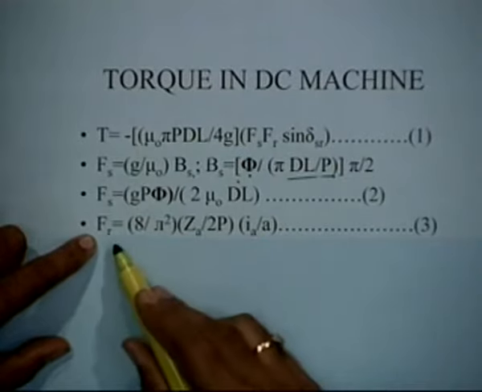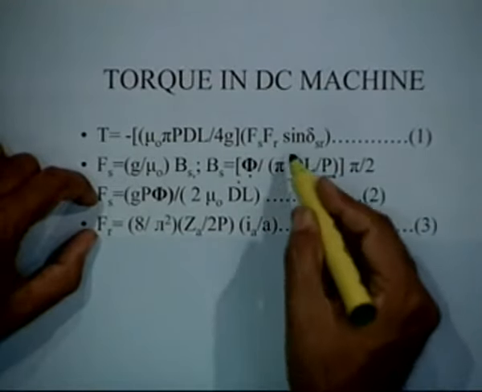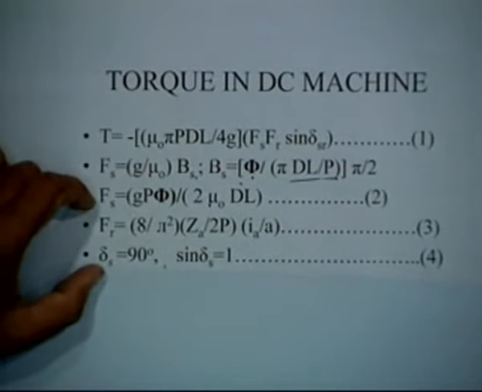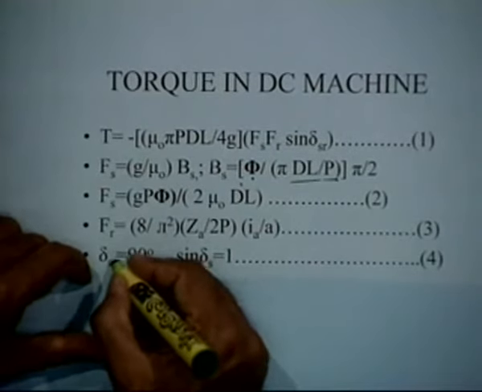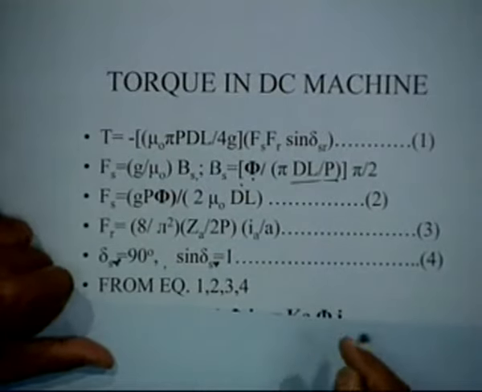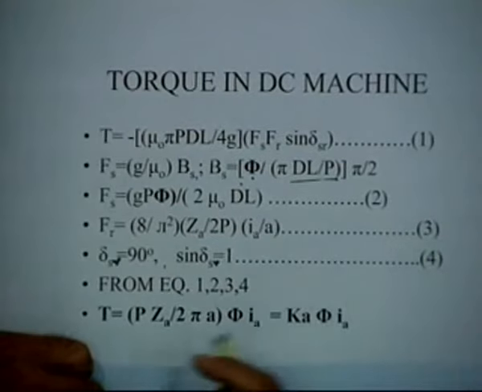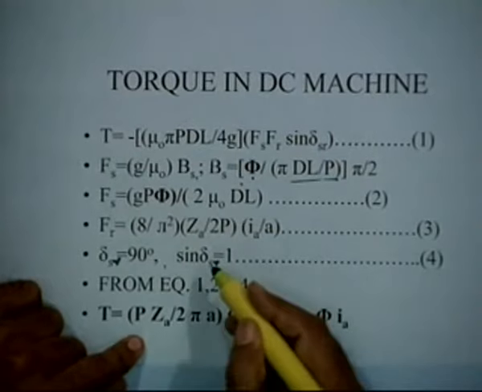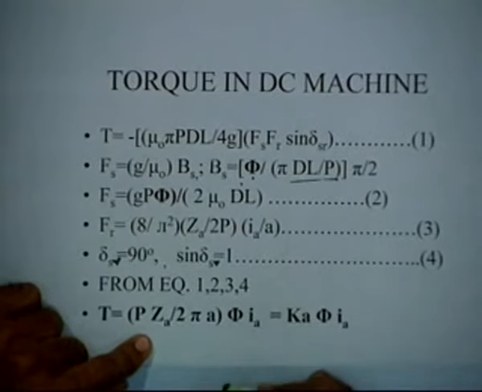Armature current is the current going through the brushes. Okay, they are fixed. So you now have an expression for Fs and Fr in the first expression for torque, and we have already seen that sin delta SR is 1. So from these expressions 1, 2, 3 and 4, we get the torque expression, you can simplify this and check, as P Za by 2 pi a into phi into Ia.